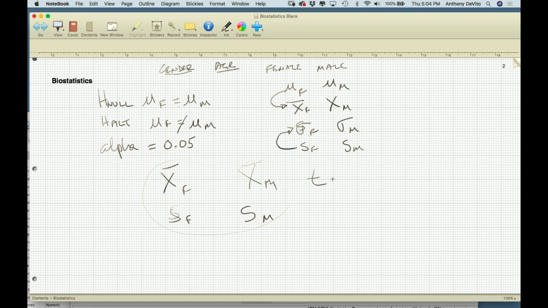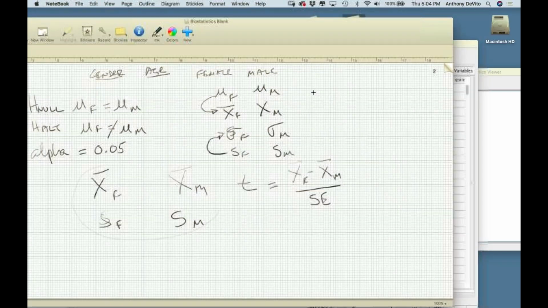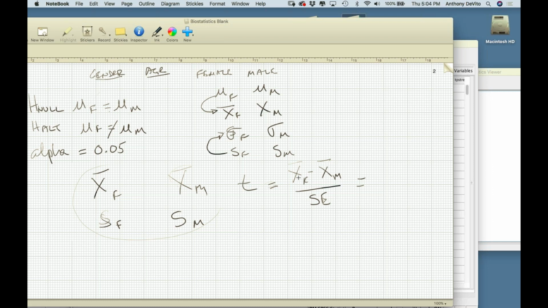So how do we calculate that? We take the difference between the two means, x bar for females minus x bar for males, and put it over the standard error. Standard error is another way of saying standard deviation for repeated samples of a certain size. So if the standard error is 10, and this is 100 minus 80, that is 20, over 10 is equal to 2. They're two standard errors apart.